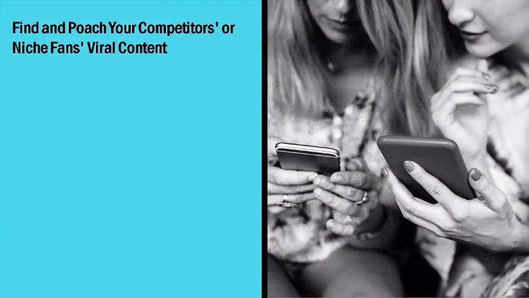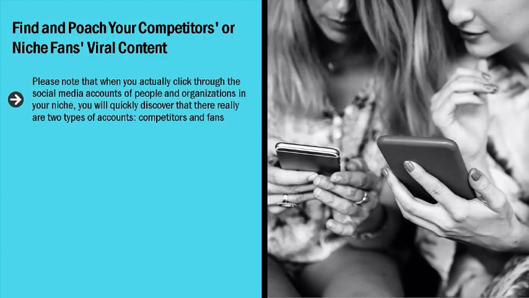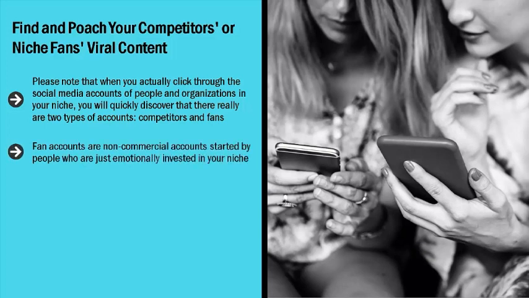Find and poach your competitors' or niche fans' viral content. Please note that when you actually click through the social media accounts of people and organizations in your niche, you will quickly discover that there really are two types of accounts, competitors and fans. I'm not even going to describe competitors because this is self-explanatory. Fan accounts are non-commercial accounts started by people who are just emotionally invested in your niche. For example, if you are promoting dog training online courses, you might be able to retrieve a large list of puppy training social media accounts. When you look at their content, it's obvious that they're not really doing this for money. They're just sharing their interests or enthusiasm. These are fan accounts. You need to gather a big list of these as well.